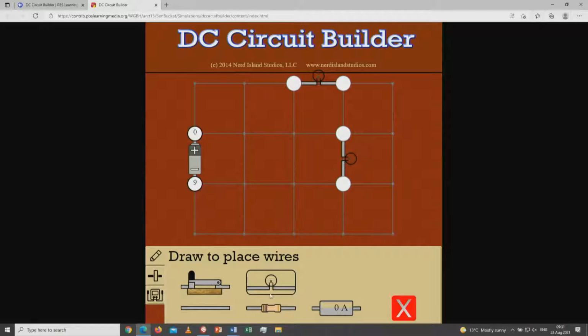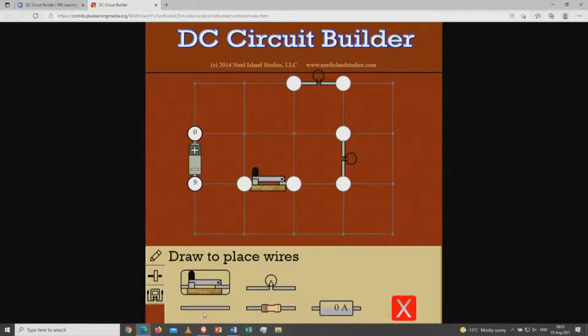So you can see that once you have clicked on the bulb, it is the active one, so whenever you click on the circuit, you are going to have your bulb placed there. Then you can, say, maybe introduce a switch in your circuit. It's a closed switch. You can open the switch, you can close the switch by clicking anywhere on the switch there, I think.